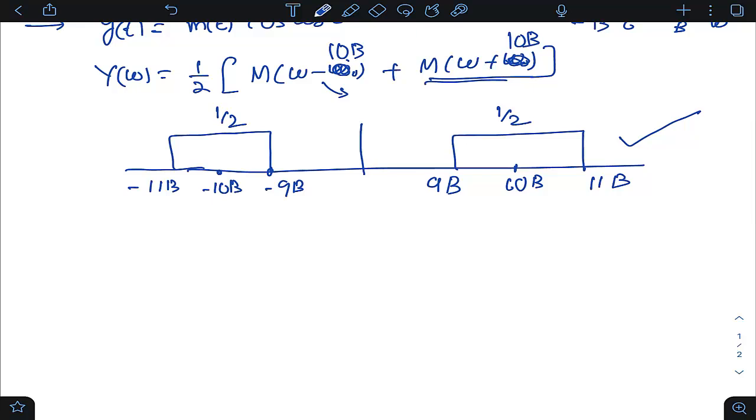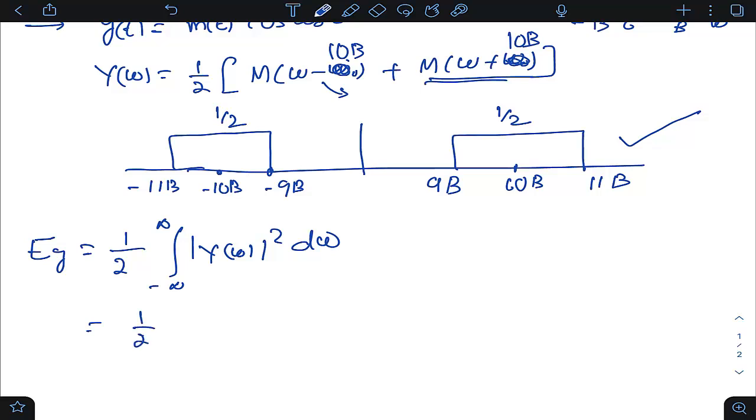The energy of this is given by E of y. So this is again by Parseval's theorem, half of the integration from minus infinity to plus infinity of the magnitude of Y(omega) whole square d omega. Students, the magnitude of Y(omega) is again going to be half only, because it's a positive real quantity. There is no effect of this mod function. So this happens to be half of the integration from minus 11b to plus 11b.